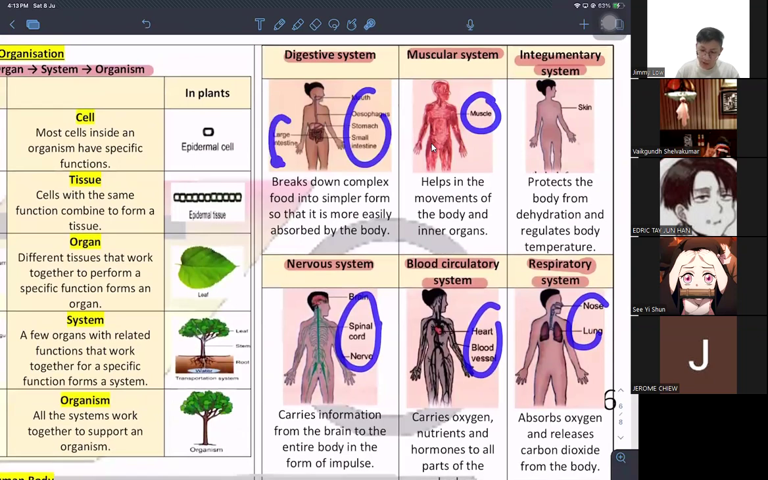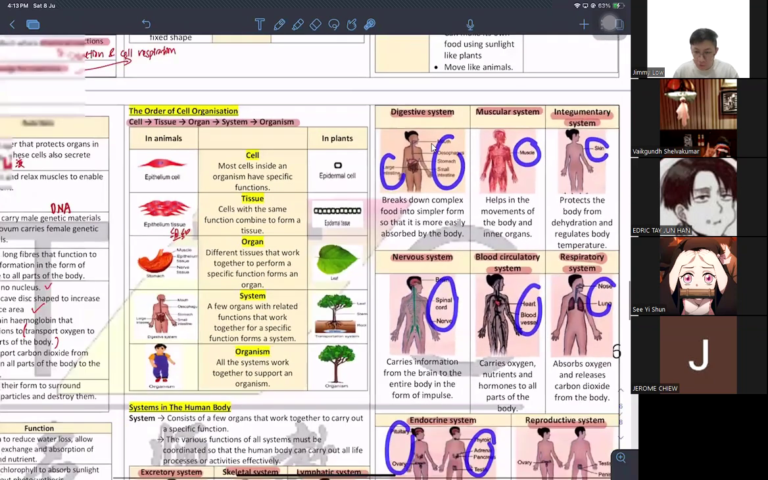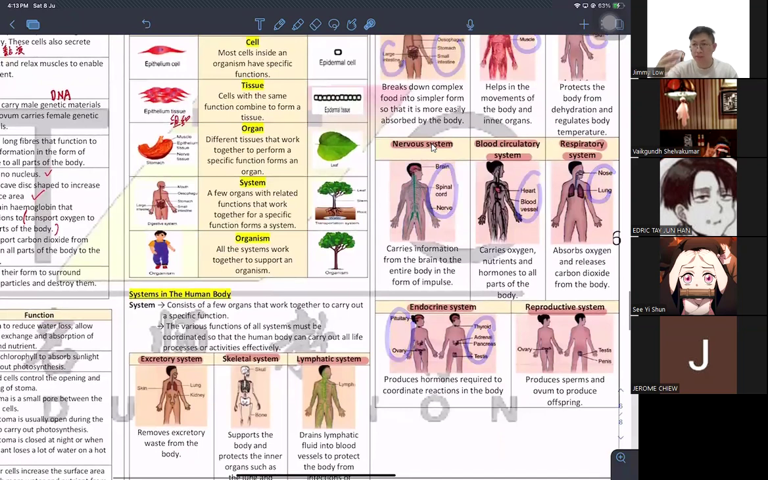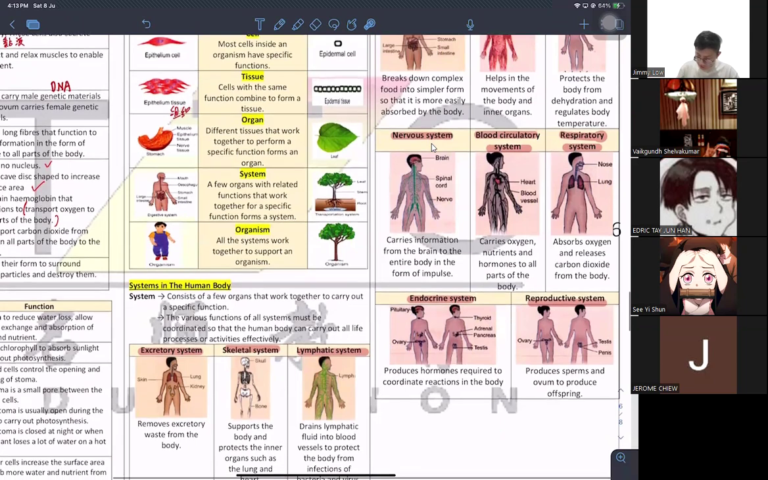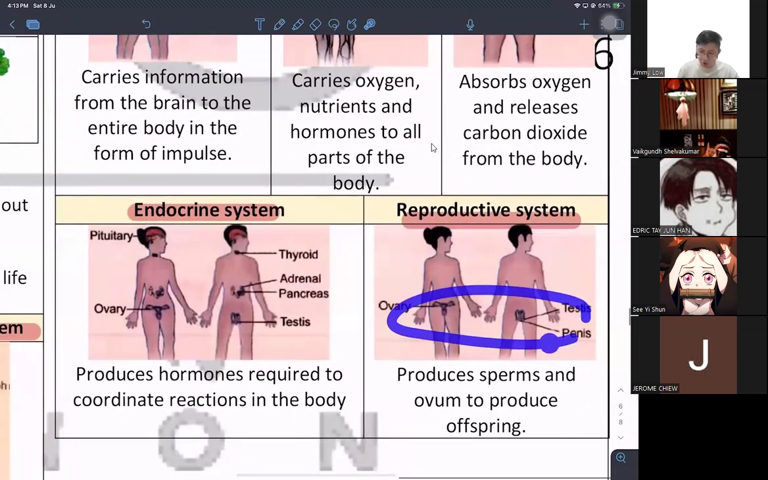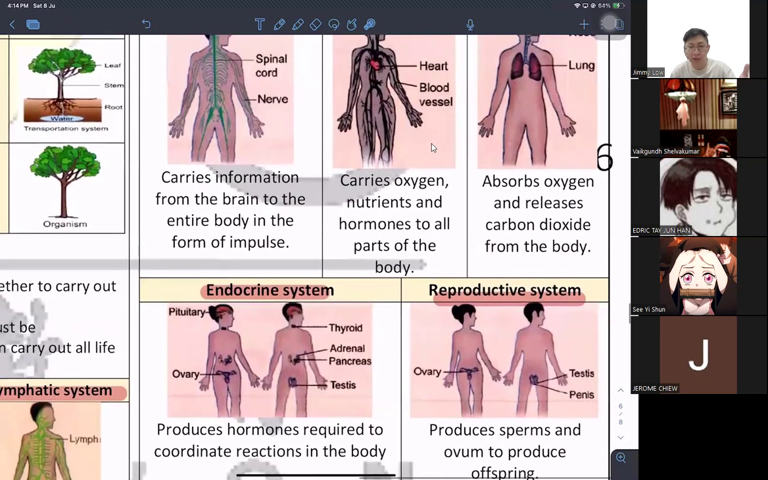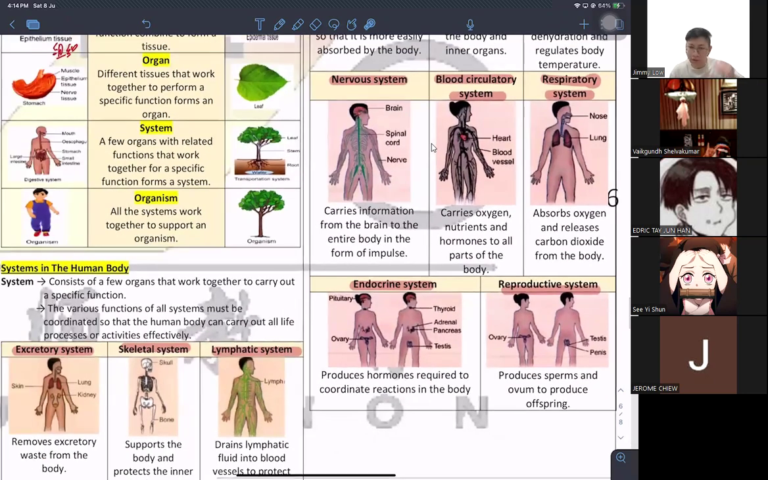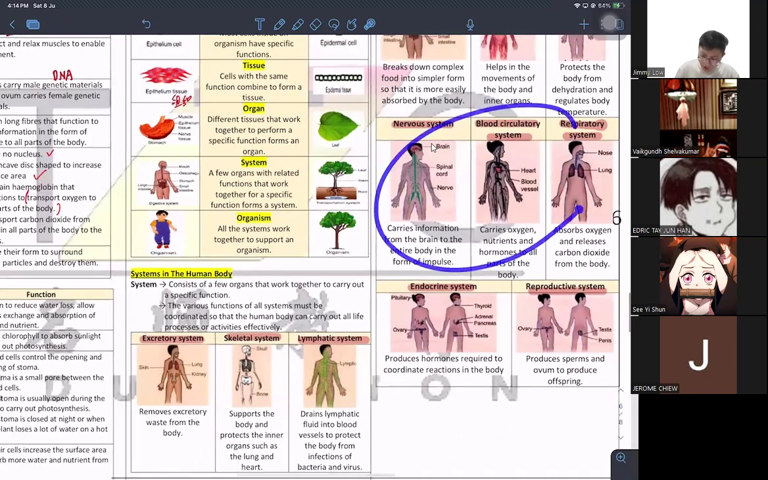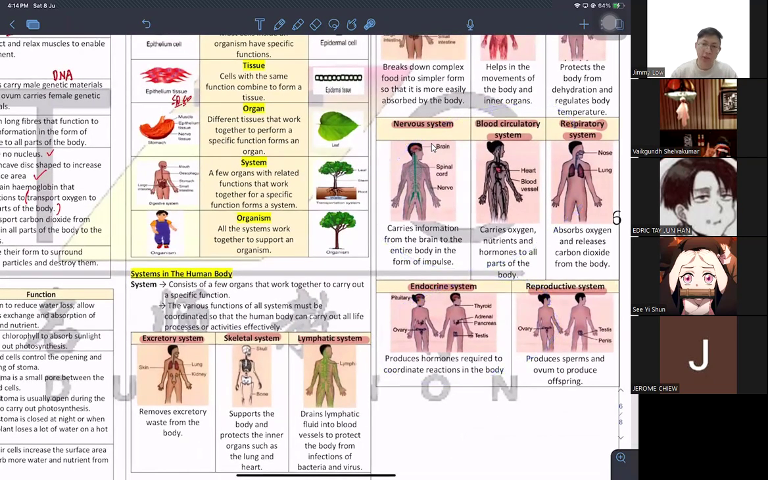The name, the function, and the particular organ. If you really cannot, at least know some common ones. For example, the lung, the stomach, the small intestine, large intestine, those common ones are a must. For those like the penis, ovary, testes, common ones, you have to know. For the very particular ones, like thyroid, pituitary, adrenal, pancreas, they are not so common. If you really cannot remember, then you give up lah. If you can, everything here you have to remember their name, their function, their organ.